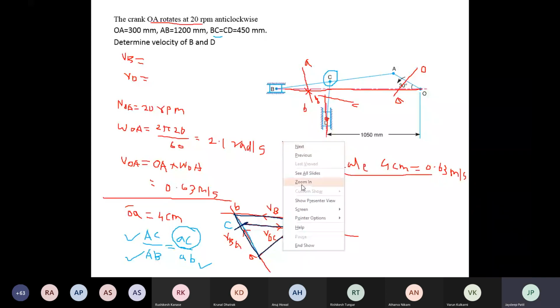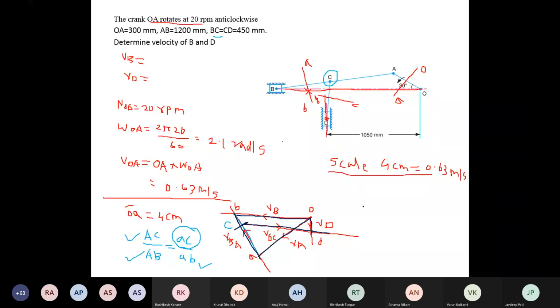Okay, in this way you have to complete the vector diagram, and then you have to find the velocity of B. Velocity B is nothing but the absolute velocity from the fixed point. You have to measure the distance OB, or vector OB, into scale. Now what will the scale be here? Meter per second. You have to take 0.63 in the numerator divided by 4 centimeter. You will get the answer.